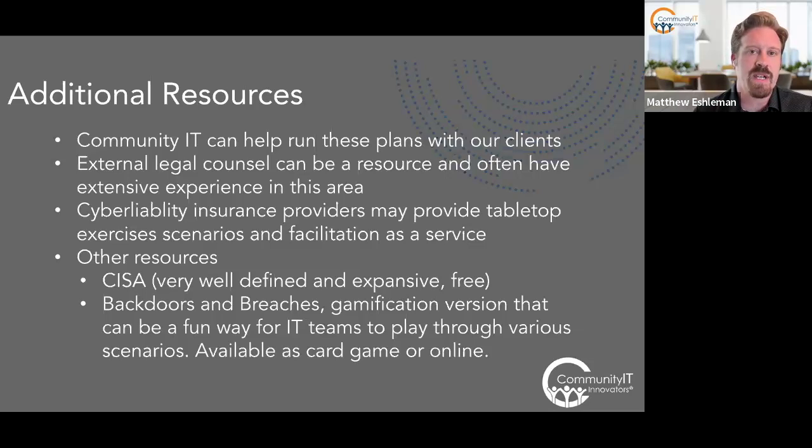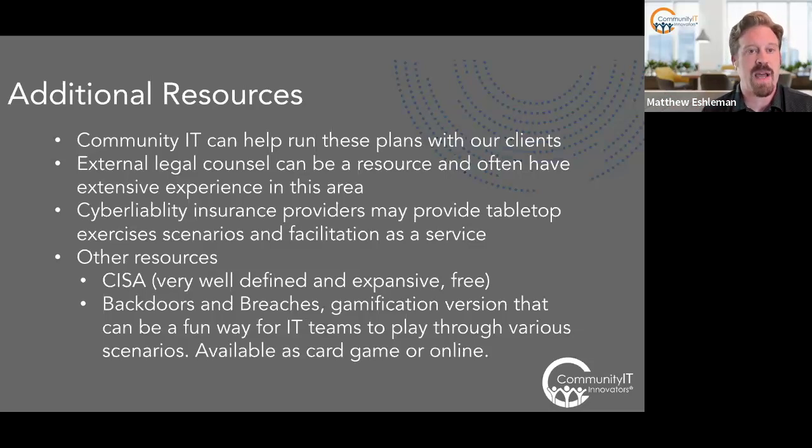And depending on the contracting at your organization, that may be something that you identify as, oh, our contracting process takes 6 weeks to complete. And so if something really bad happened, we want to have some of those business relationships in place ahead of time, so that whenever we have an incident, we have a clear process. We already have the business relationships in place that will help us handle that and respond fully. So, to flag, external legal counsel can be a great resource and often has extensive experience in this area.